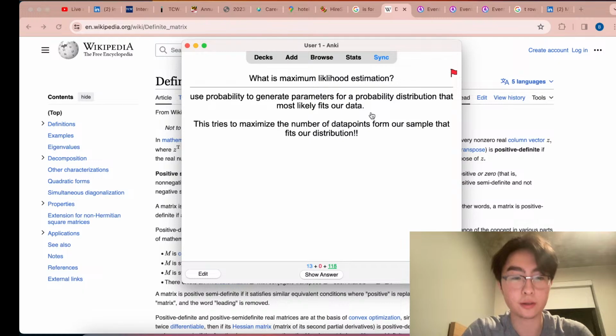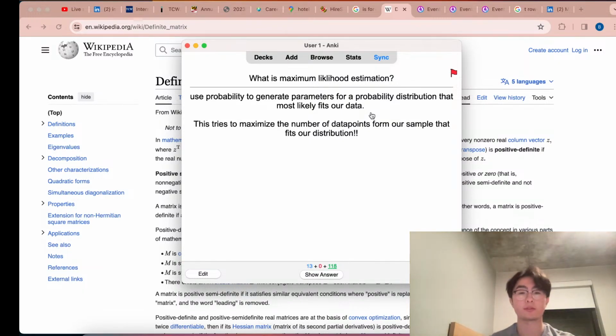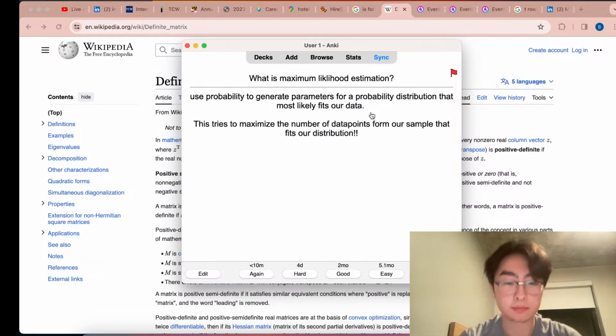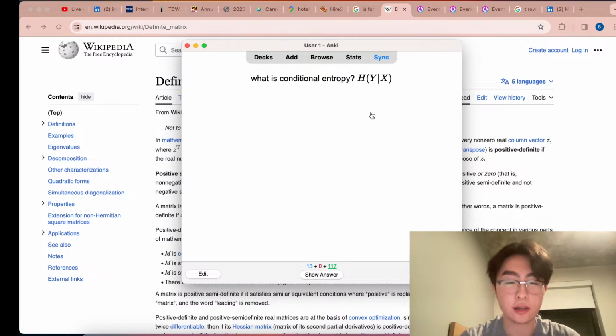So distribution, okay. Maximize the number of data points for our sample that fits our distribution. Okay, it's hard. Conditional entropy.